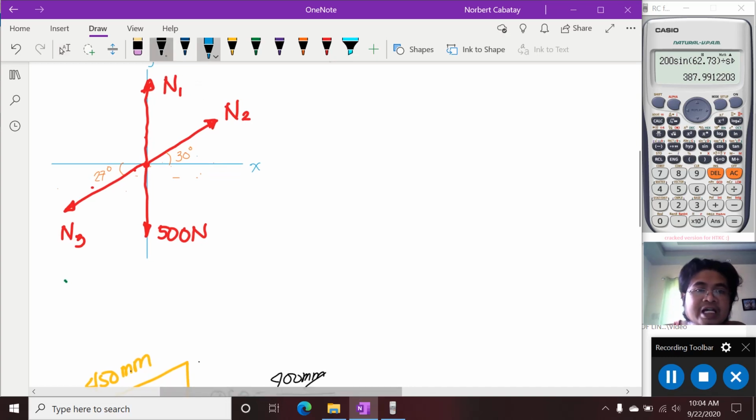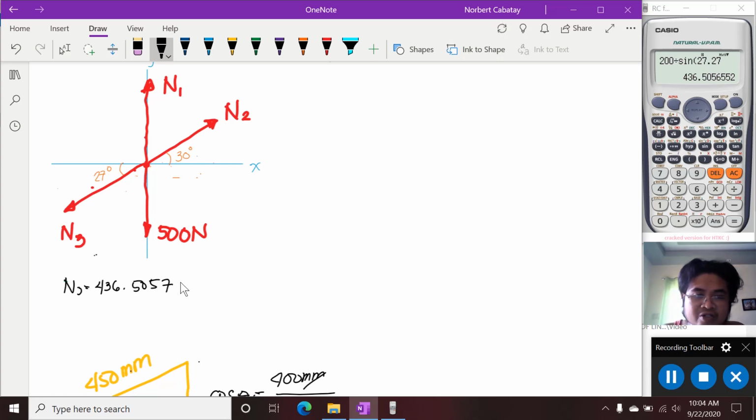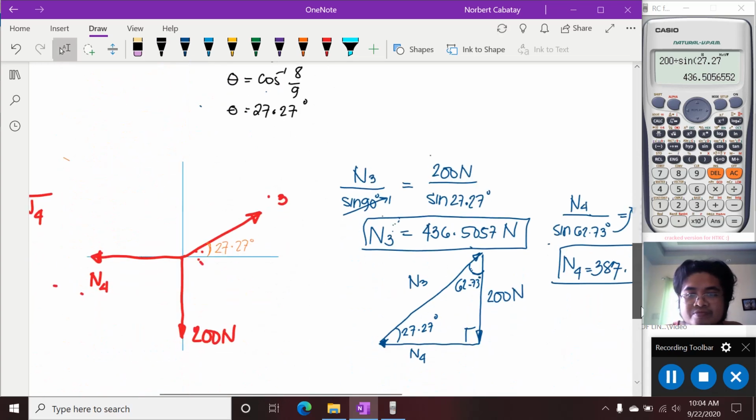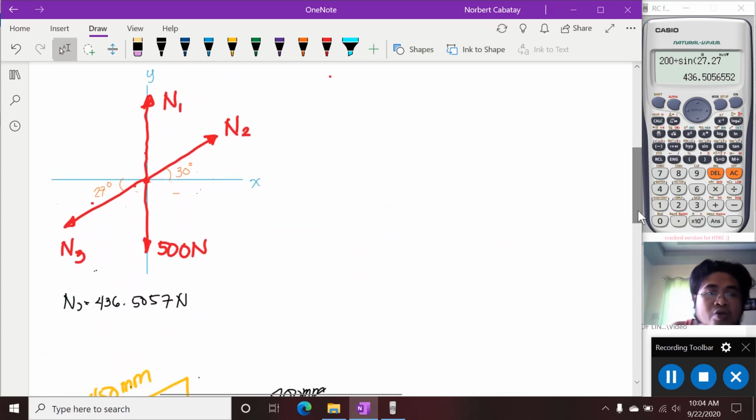So, si N3 ay alam na natin. Alam na natin ang value. So, ang value ng N sub 3, ang sagot natin kanina, 436. Lagay lang natin. So, N sub 3 is equal to 436.5057 newtons. Ayan. So, how can you solve for this N1 and N sub 2? By summation o by component method na lang.